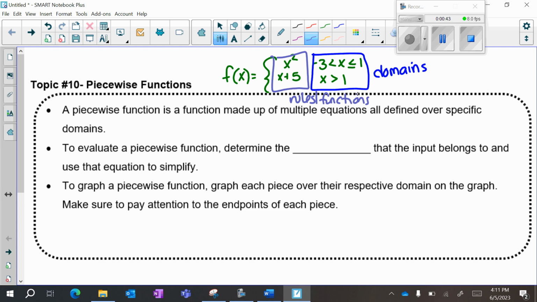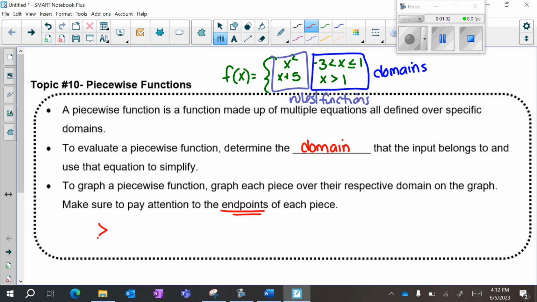To evaluate a piecewise function, determine the domain that the input belongs to and use that equation or rule to simplify. To graph a piecewise function, you're going to graph each piece over their respective domain on the graph and make sure to pay attention to the endpoints of each piece.